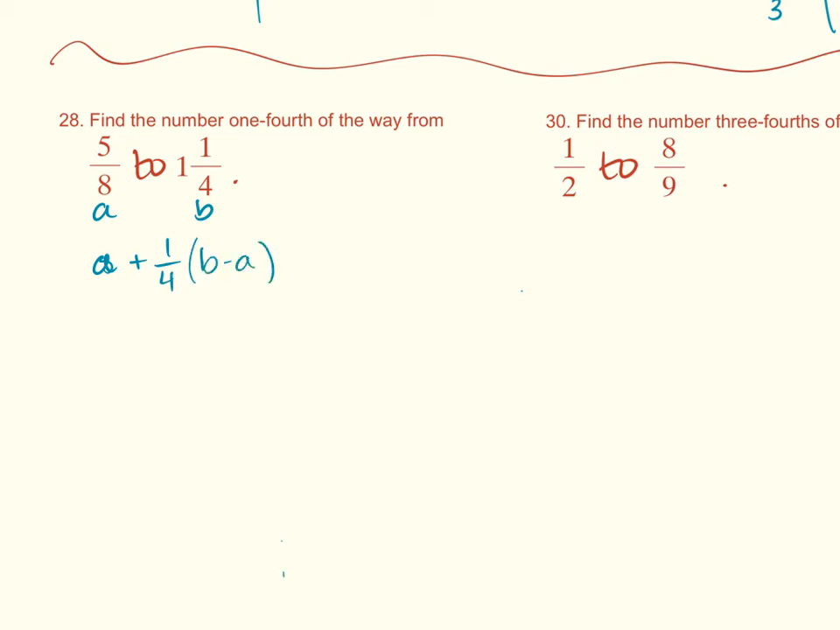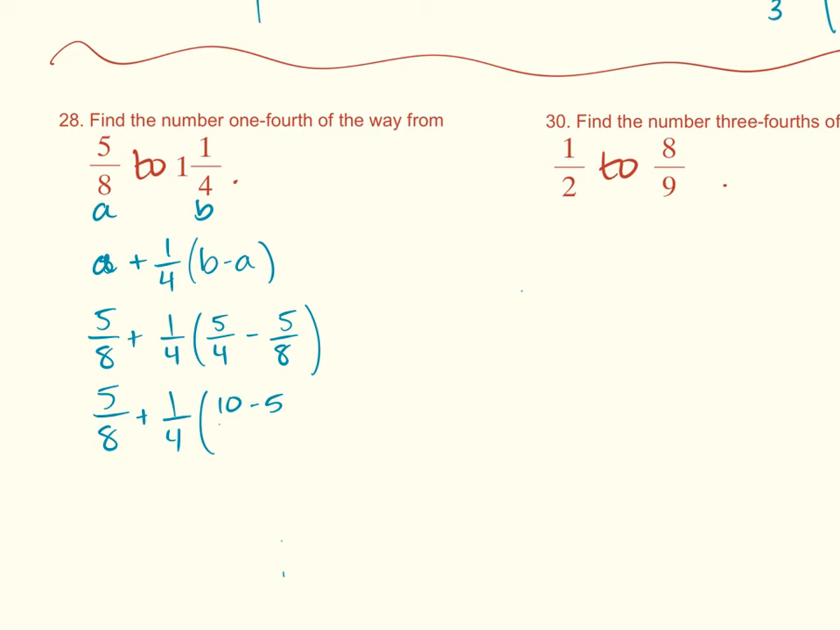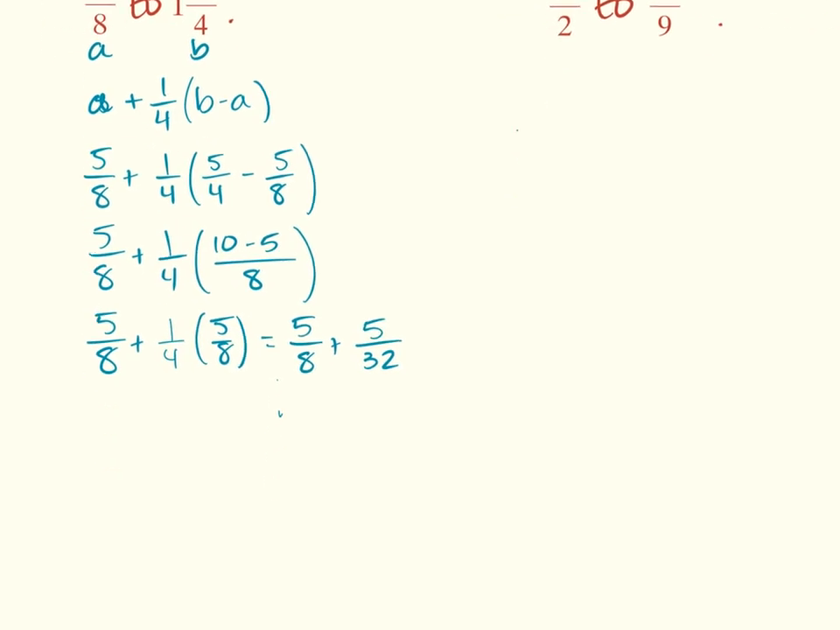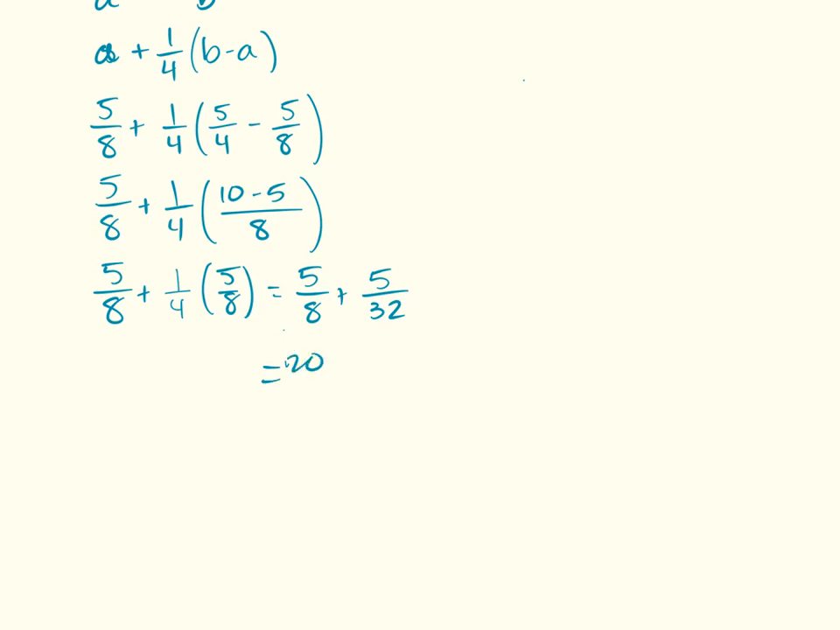Okay, so we have 5/8 plus 1/4. B is the same thing as 5/4, so if we do improper fraction, minus 5/8. So we get 5/8 plus 1/4, common denominator in the parentheses, so that's 10 minus 5 over 8. 5/8 plus 1/4 times 5/8. So this is 5/8 plus 5 over 32. Common denominator is 32, so this is 20 over 32 plus 5 over 32, which is 25 over 32.